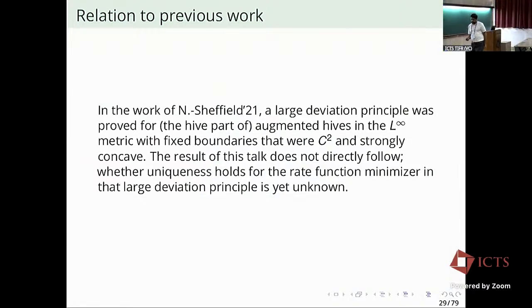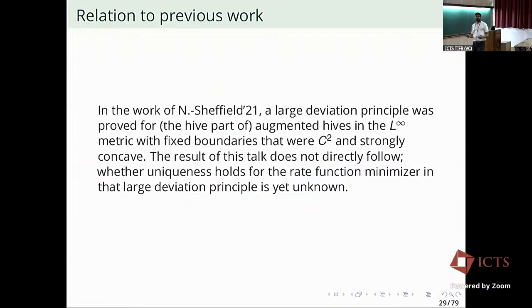So in some other work with Sheffield, we proved a large deviation principle for the hive part of augmented hives in the L infinity metric with fixed boundaries that were C2 and strongly concave. But the result of this talk does not directly follow, because whether those rate function minimizers in the large deviation principle are unique is not yet known.